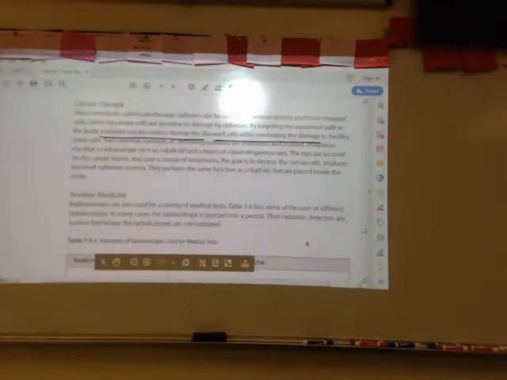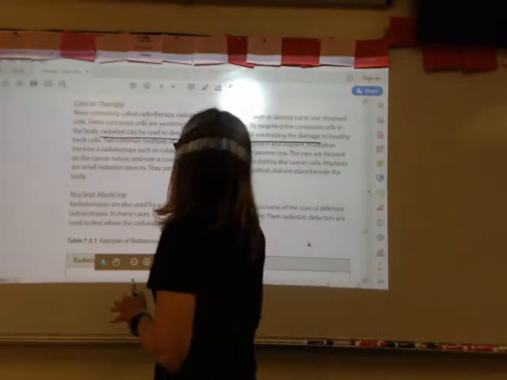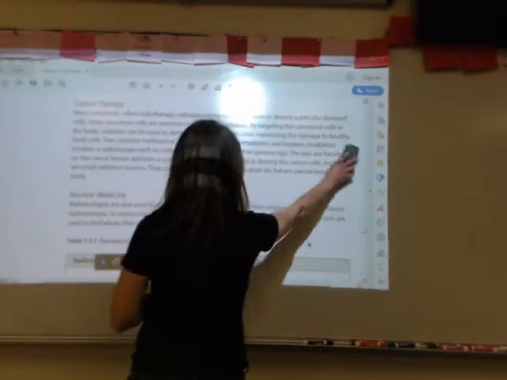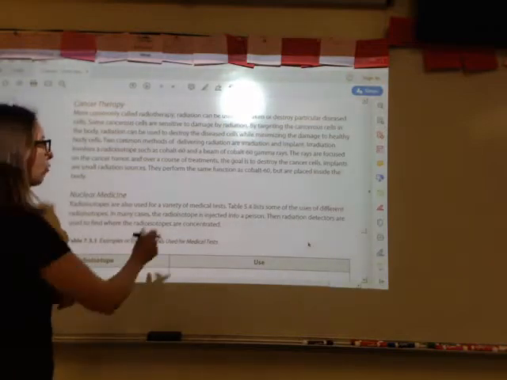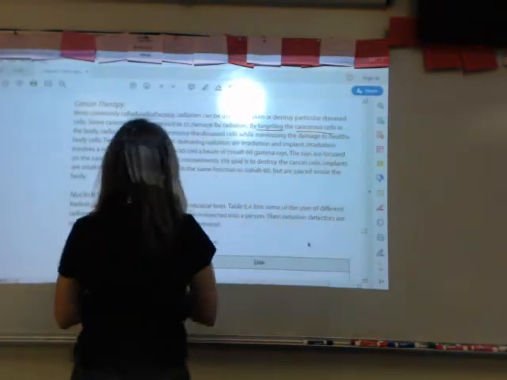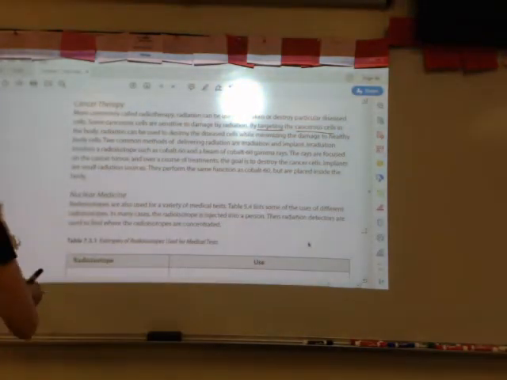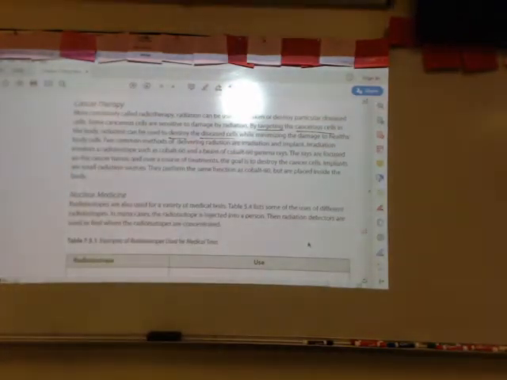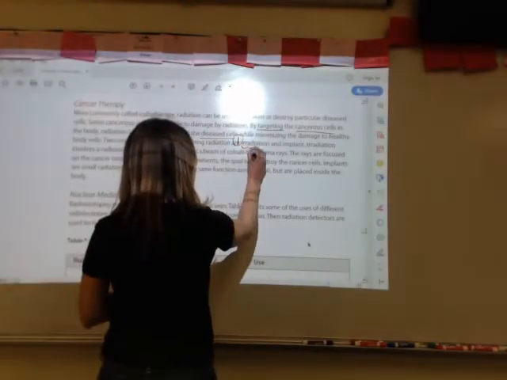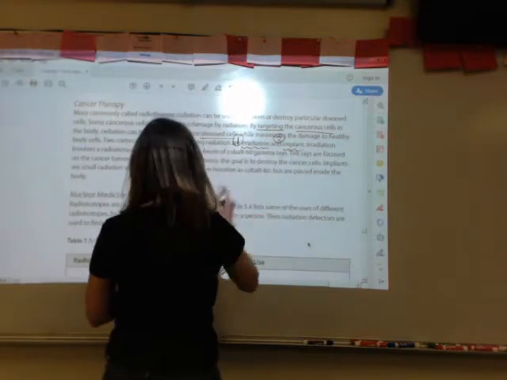In cancer therapy, most commonly this is known as radiotherapy, and we can use radiation to weaken or destroy diseased cells. And some cancer cells are really sensitive to radiation damage, so if we can target the cancer cells that are in the body, radiation can be used to destroy those diseased cells while minimizing the damage to your healthy cells. There are a couple of common methods for delivering radiation. One of them is irradiation, and the second one is an implant.